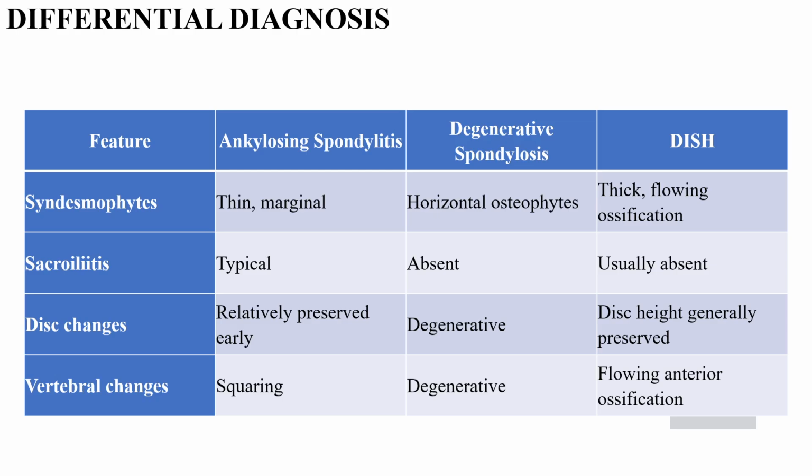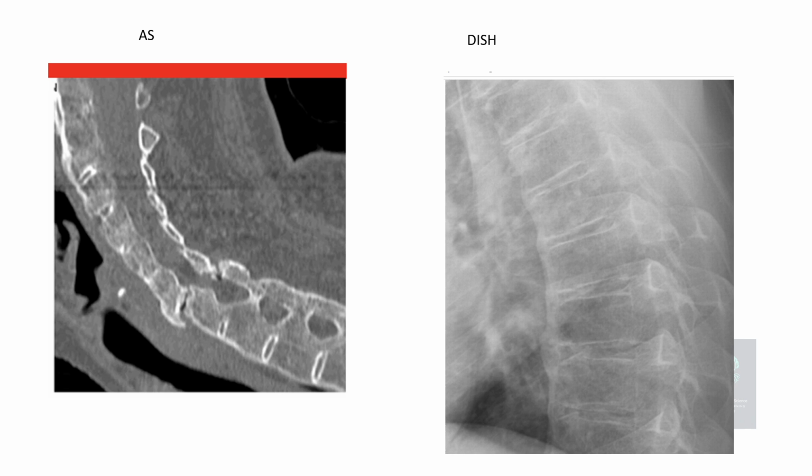The differential diagnosis of ankylosing spondylitis includes degenerative spondylosis and diffuse idiopathic skeletal hyperostosis, which can produce overlapping spinal changes but have important differences on imaging. In ankylosing spondylitis, the syndesmophytes are typically thin and marginal, with a more vertical orientation, while degenerative spondylosis produces broader, more horizontal osteophytes. Diffuse idiopathic skeletal hyperostosis, by contrast, causes thick, flowing areas of ossification along the anterior spine.